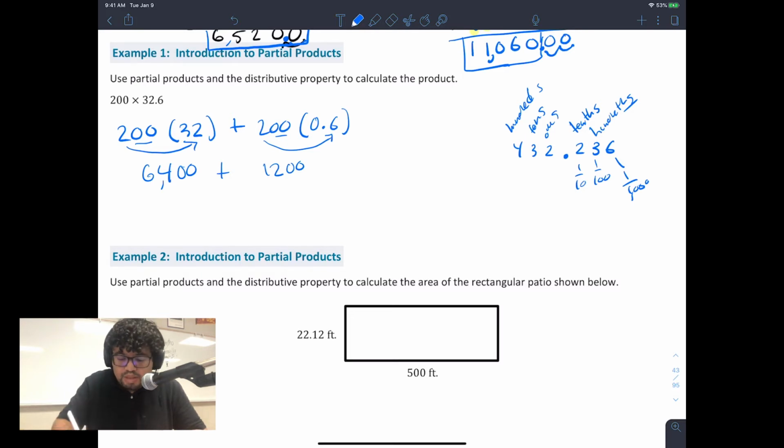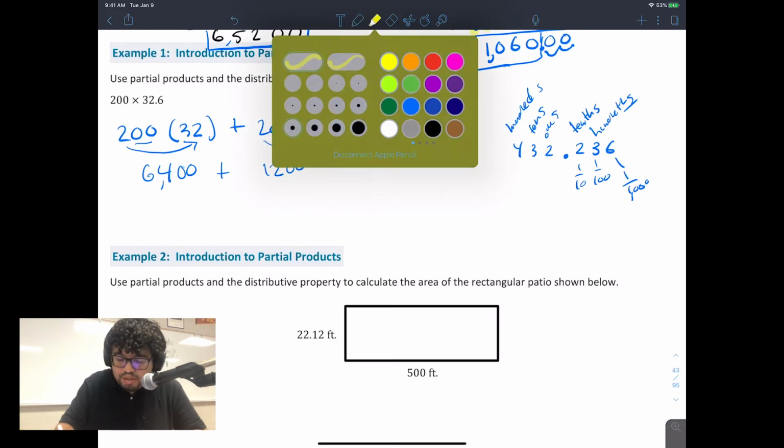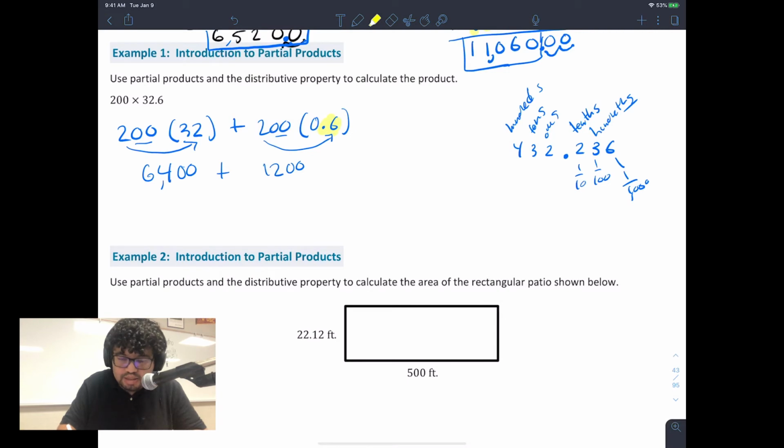Now here's what you need to remember. This is 0.6, meaning there's one number to the right of the decimal point. So then you need to bring this back 1 from the decimal point to the left. Bring it back, and that will make 120. Okay, so don't make that mistake. Gotta bring it back because you have it once right there. So this is really 6,400 plus 120.